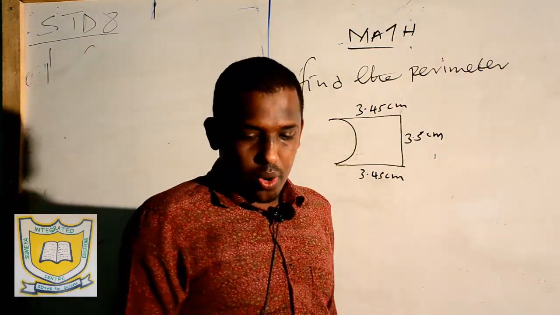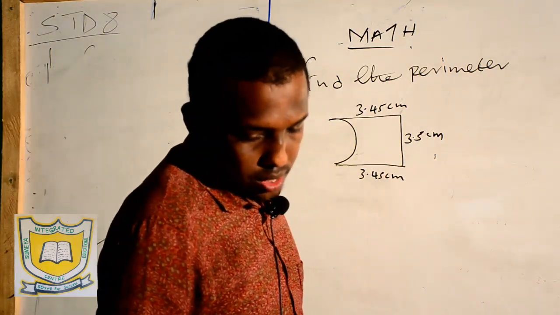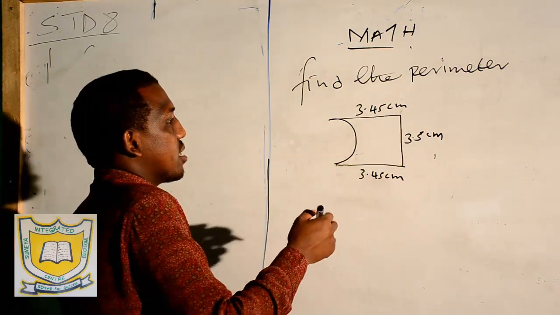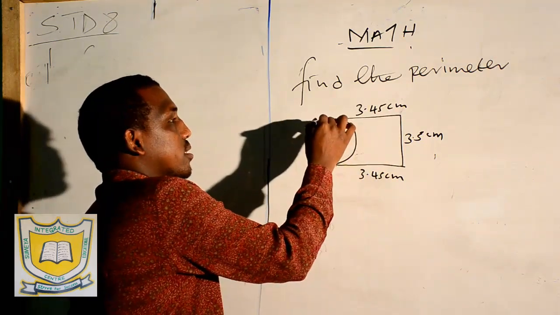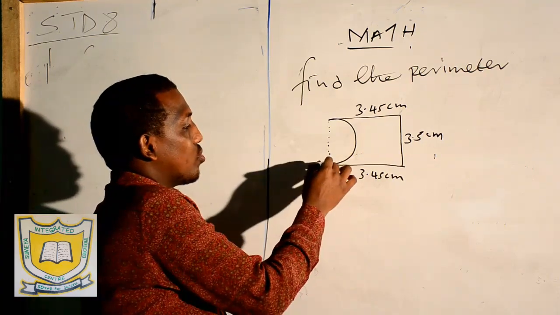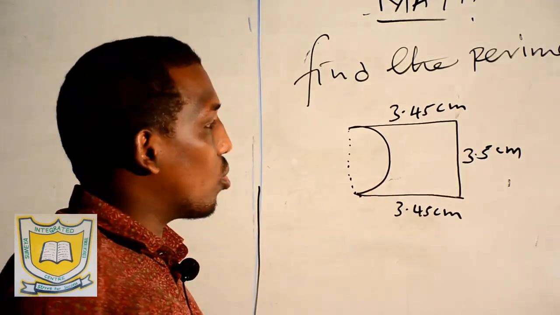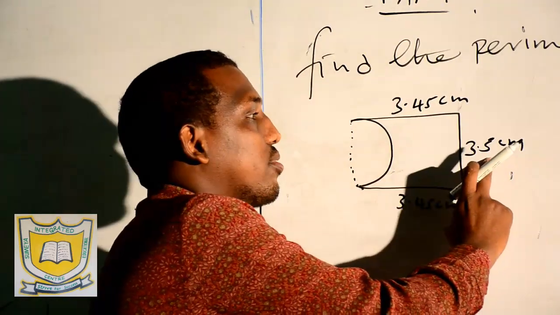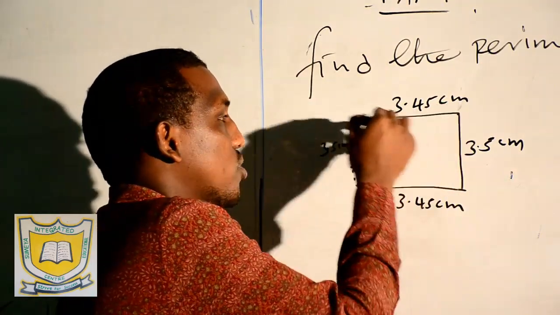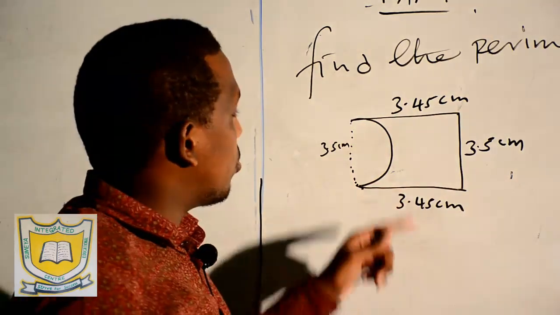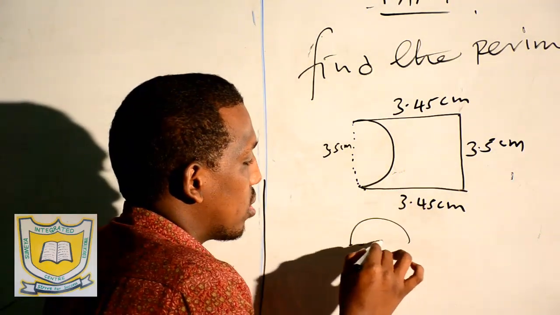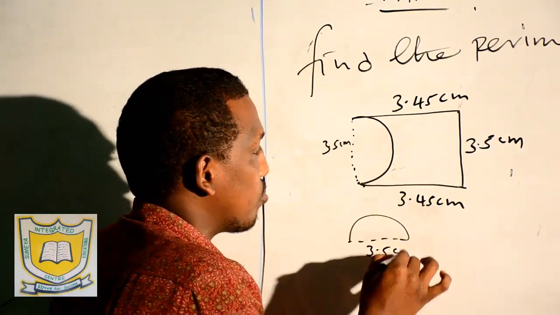So we want to get now the perimeter of this figure. Remember, here we have a rectangle and there is a semicircle. This end is a semicircle, and we would like to get the diameter of the semicircle. So here is 3.5. Here will be 3.5, because this line resembles this one when we dot. So what we do, we get the perimeter of this semicircle. 3.5 centimeter. I've removed this one.